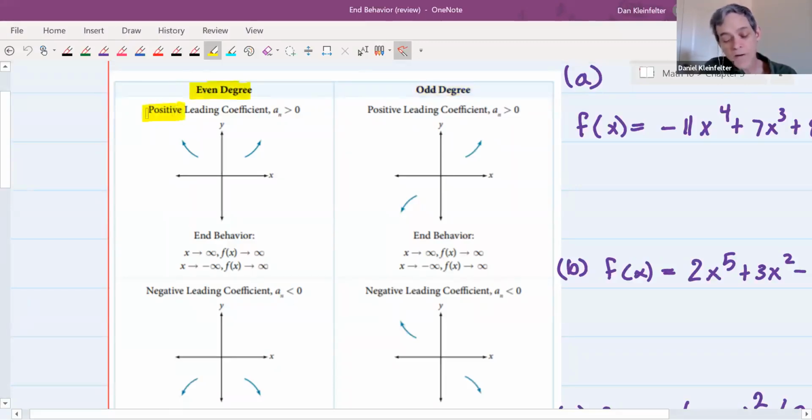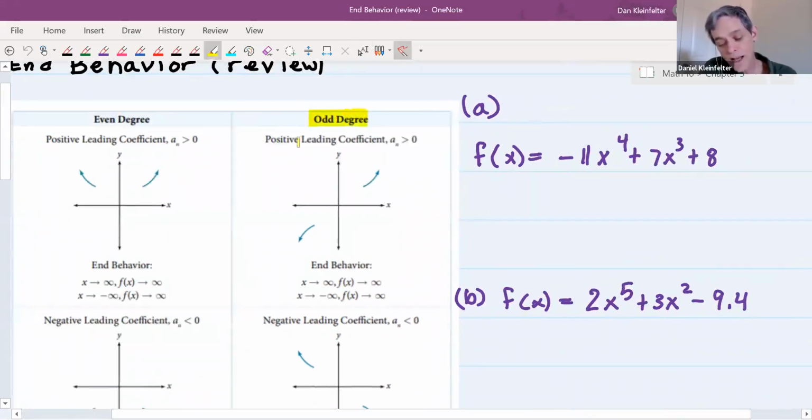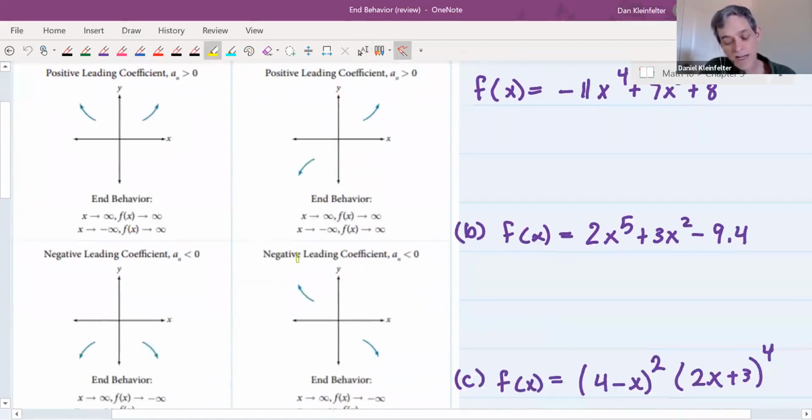When it's even degree, if the leading coefficient is positive, it's up, like y equals x squared. And then if it is a negative leading coefficient, then both ends will be down, okay? When it's odd degree, a positive leading coefficient will be positive on the right side and negative down on the left. For a negative leading coefficient, it's going to be ultimately decreasing. So left end up, right end down. Okay.